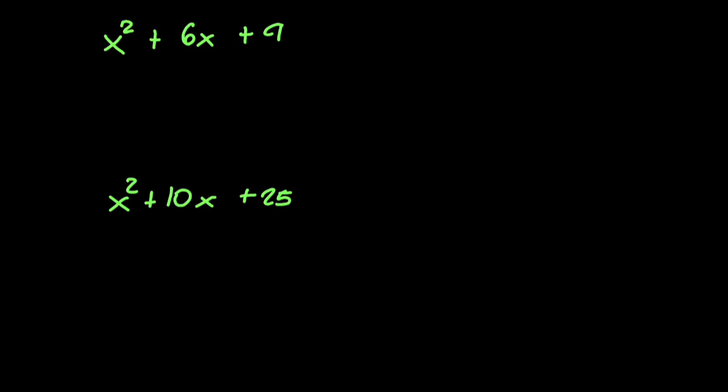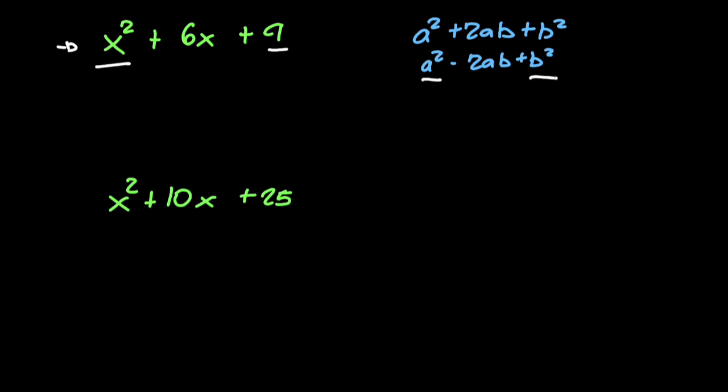Today, we are going to be factoring perfect square trinomials. This follows the formula of a squared plus 2ab plus b squared, or a squared minus 2ab plus b squared. Now, let's test this with this problem: x squared plus 6x plus 9. A squared here is x squared, and 9 here is based on b squared, which is the square root of 9, which is 3, because 3 squared matches b squared here, which is 9.